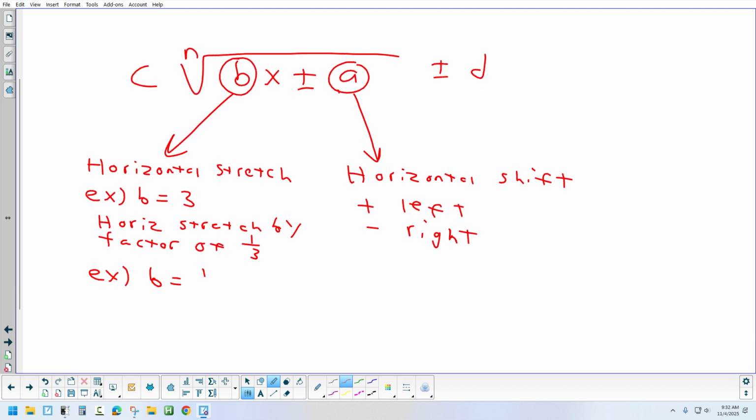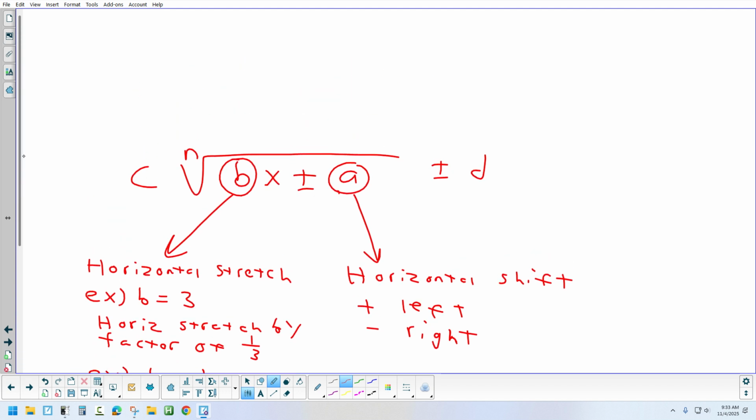If B was a half, you might think, oh, a half. It's a small number, it's going to make it smaller. Nope. Small number actually makes it bigger. So if B was a half, it would be horizontal stretch by factor of 2. That's what B is.